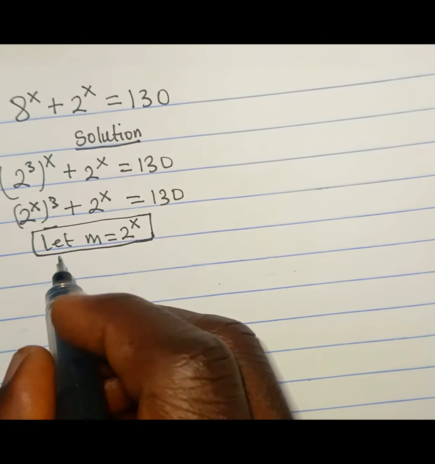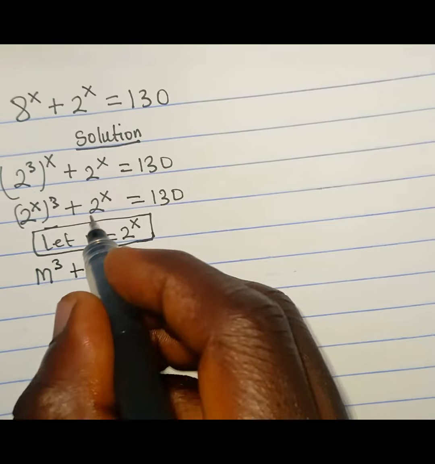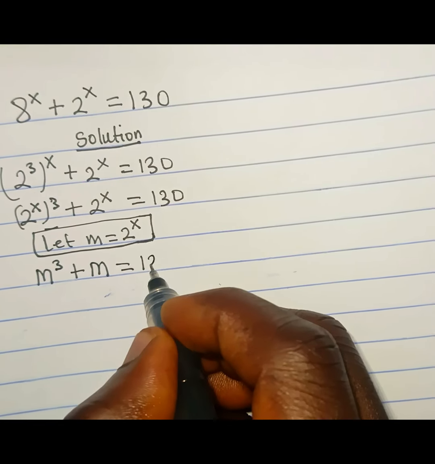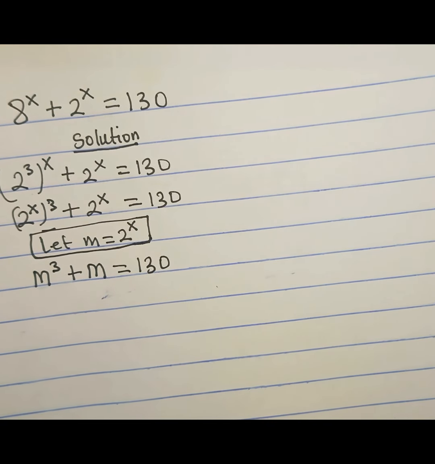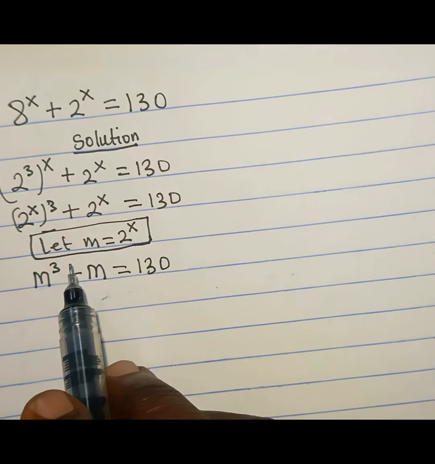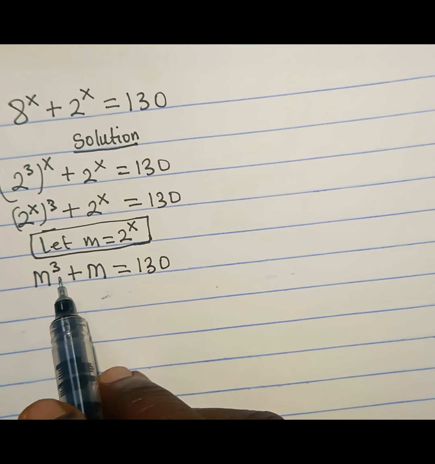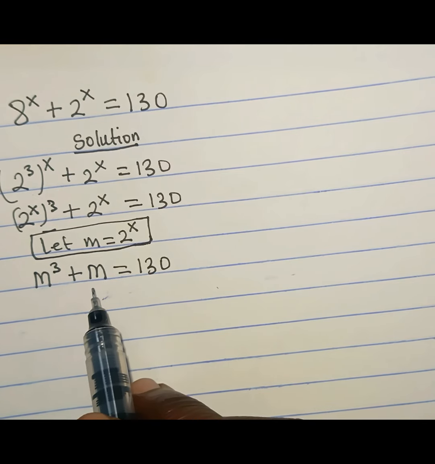So here we have (2^x)^3, which is going to be m^3, plus, in place of 2^x, we replace m, which is the same as 130. So what do you notice? Here we have what we call a cubic equation, because the highest power of the variable m is 3. And in a cubic equation, our expectation is to get 3 possible solutions that will satisfy this equation.